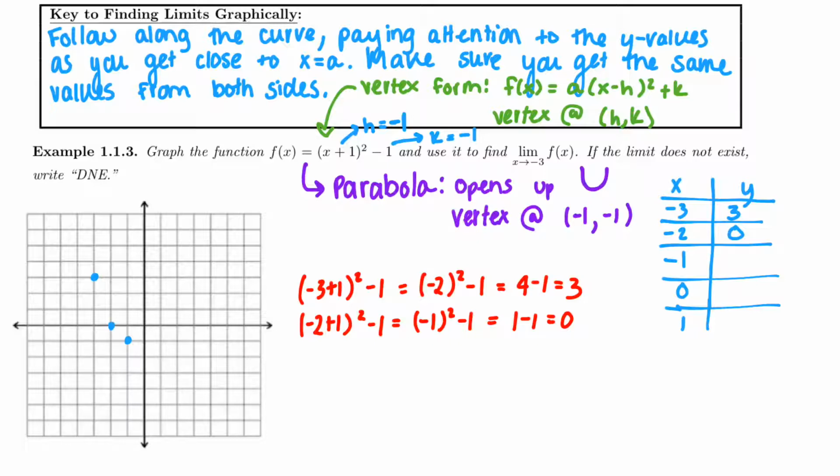And then the fun thing about parabolas is, because they are symmetric about their axis, you can just flip this guy over here and that's where the next point will be plotted.